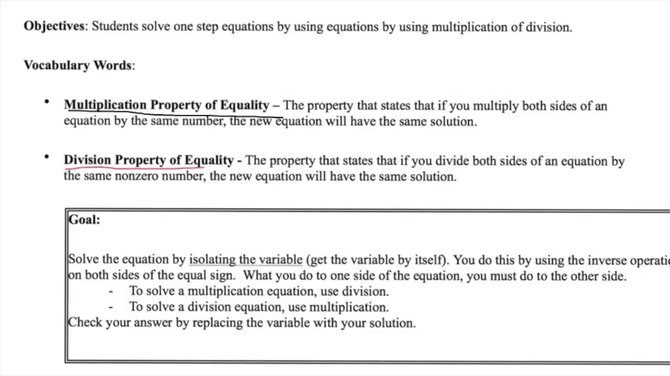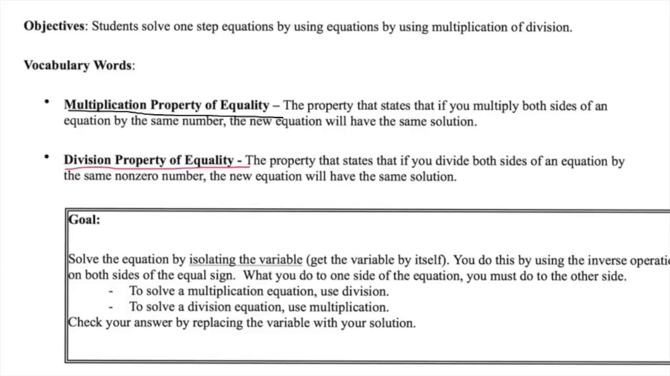Division property of equality is pretty much the same thing. If you divide both sides of the equation by the same non-zero number, the new equation will have the same solution. We have to put that non-zero in because remember, whenever we divide a number by 0, that's undefined. The beach ball is under the water and that doesn't happen in real life, so that is undefined.